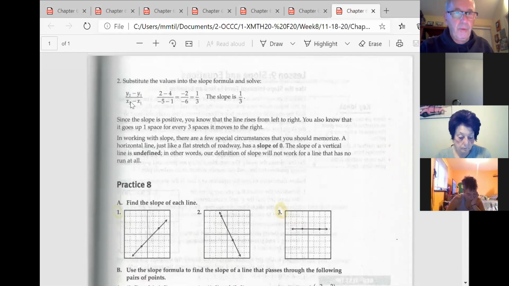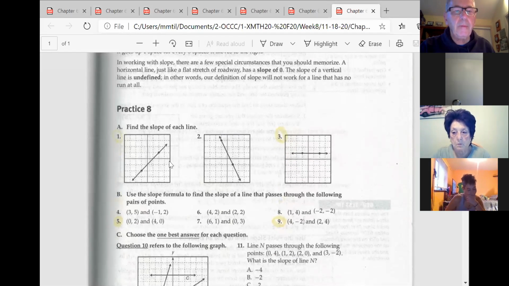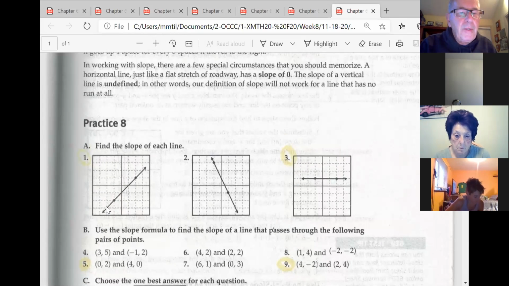Here's the slope equation up here, y2 minus y1. And in practicing it, you're asked to find the slope of each line. Again, it's just what we said. Take these 2 points on here, rise over run. So the rise is what on that graph? Between these 2 points, what's the rise?